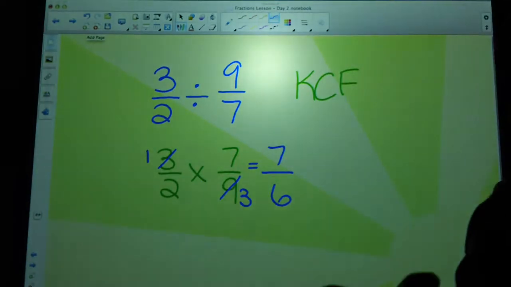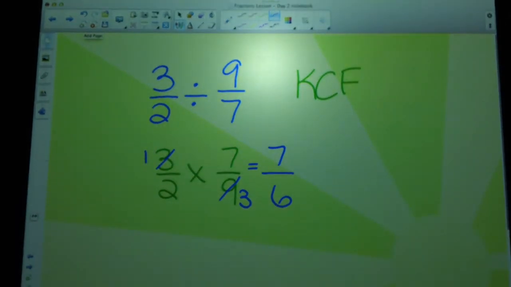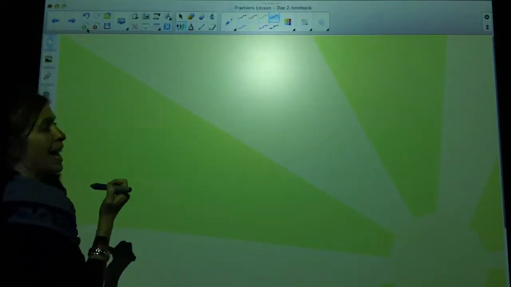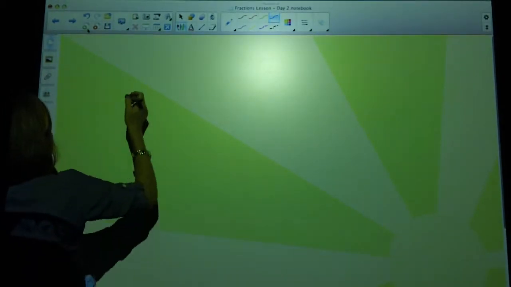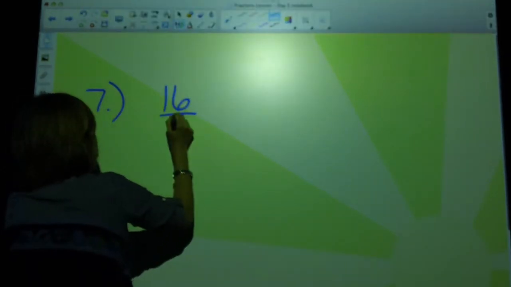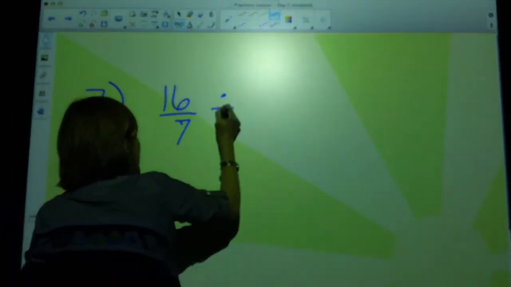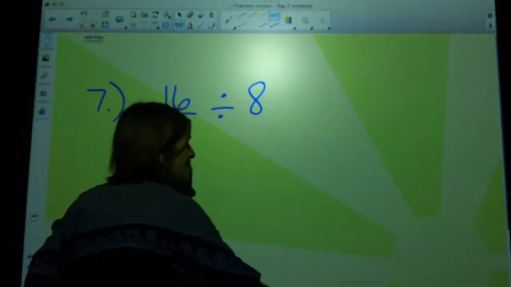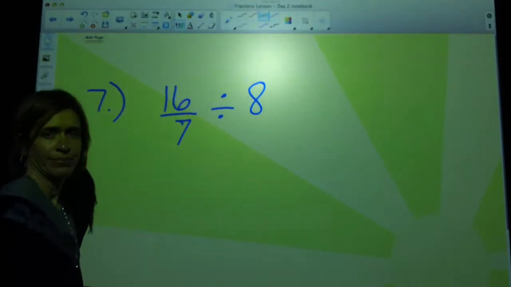Just want to check the time. How are we doing? All right, good. So far so good. All right, so in class I asked you guys to change this problem. If I didn't, please go ahead. Number 7, I want you to change it to 16 over 7 divided by 8, okay?